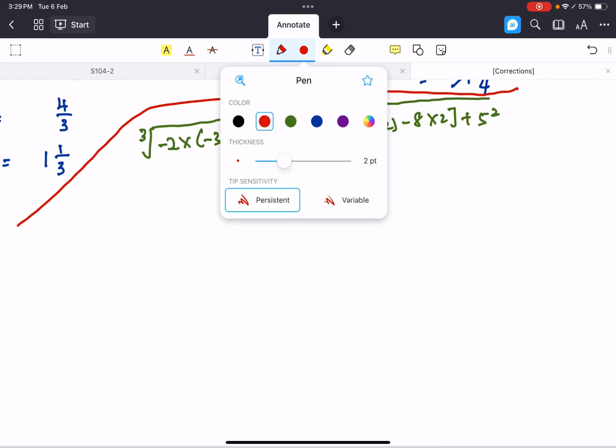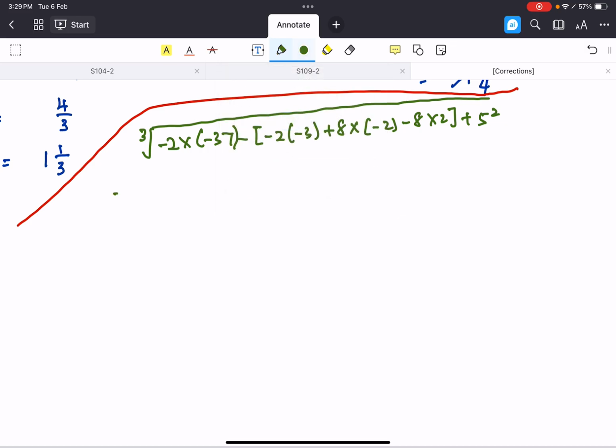Right, so let's go back to our green pen. Let's keep things steady, right? So we start with negative 2 times the negative 37. Can we sort that out first? Yes, we can. Negative 2 times negative 37 is 74, right? Minus, now this portion is in brackets, so I can't rush it. Let's sort out the interior of the bracket first.